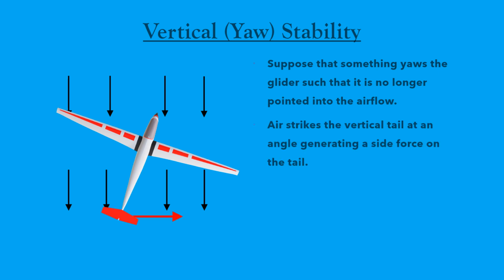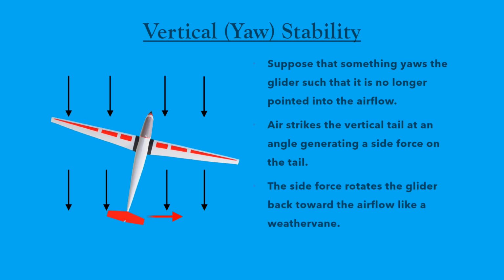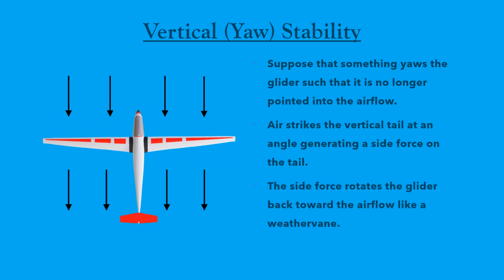In this situation, the air will strike the vertical tail at an angle, and since the vertical stabilizer is an airfoil, that will generate a side force on the tail. That side force will rotate the glider back so that it is once again pointed into the airflow. It acts as a weather vane.